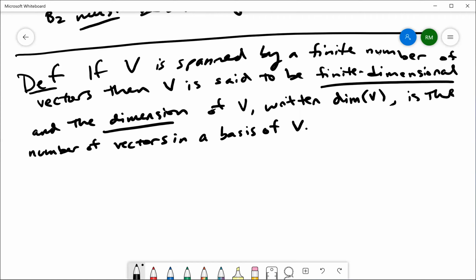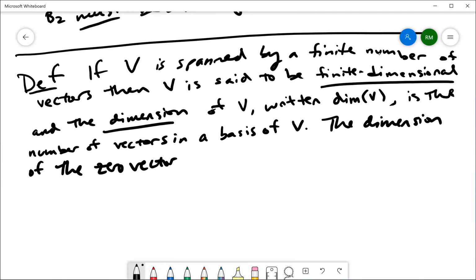Okay, so the first thing we should say is that if I can span a vector space by a finite number of vectors, we call that vector space finite dimensional. And the dimension of V is the number of vectors in any basis. We say the dimension of the zero vector space is defined to be 0.